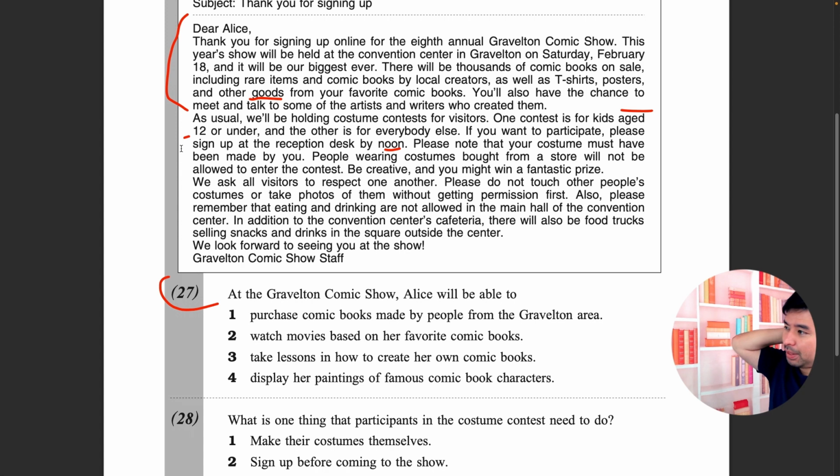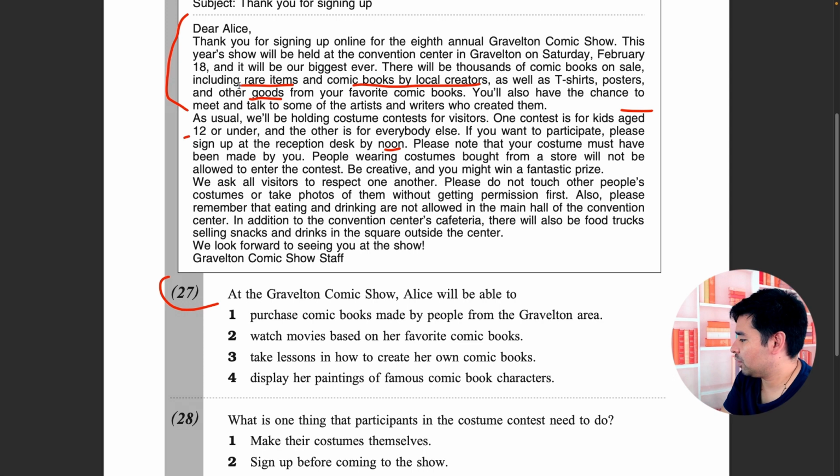It could be, but if we analyze here, this event will be held at the Convention Center Gravelton Saturday, February 18th. There will be tons of comic books on sale, including rare items and comic books by local creators. Okay, so we have comic books by local creators, but also we have rare items. Which means that she will not be able only to buy from people from the Gravelton area. Okay, just one thing, but let's analyze more.